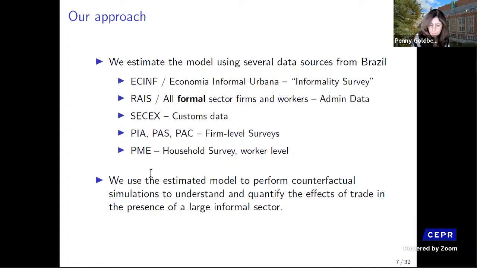So now let me stop briefly here. That's a good point to stop to take questions, and then I will present a model.